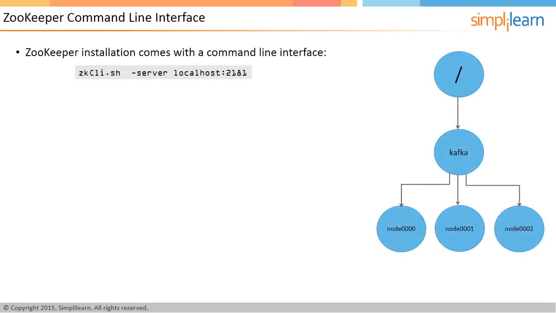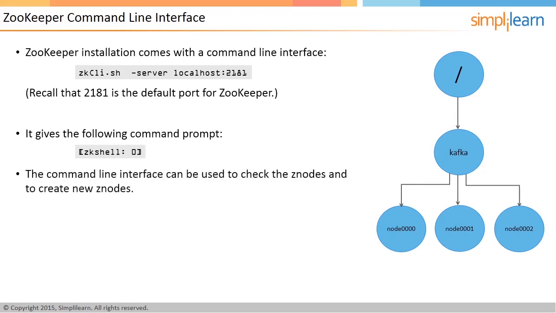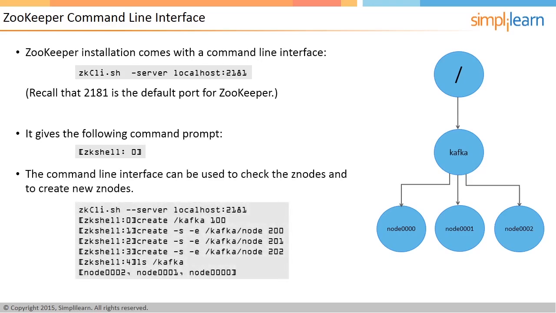The table shows the commands that can be used in the Zookeeper command line interface. The create command can be used to create a znode. The option -e is used to create an ephemeral znode. However, if you do not specify this option, a persistent znode is created. The option -s is used to specify a sequential znode.